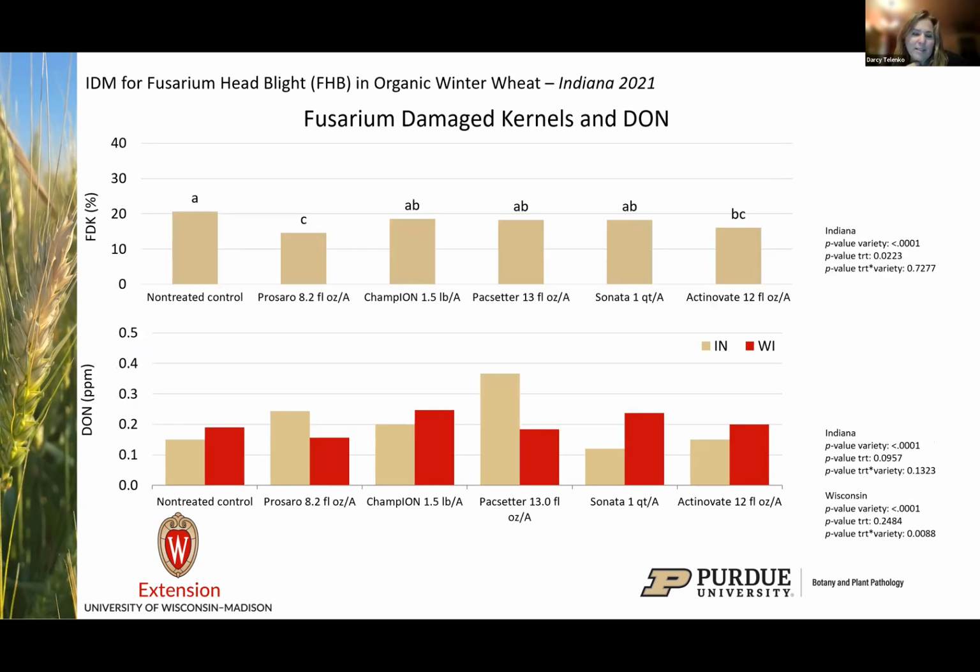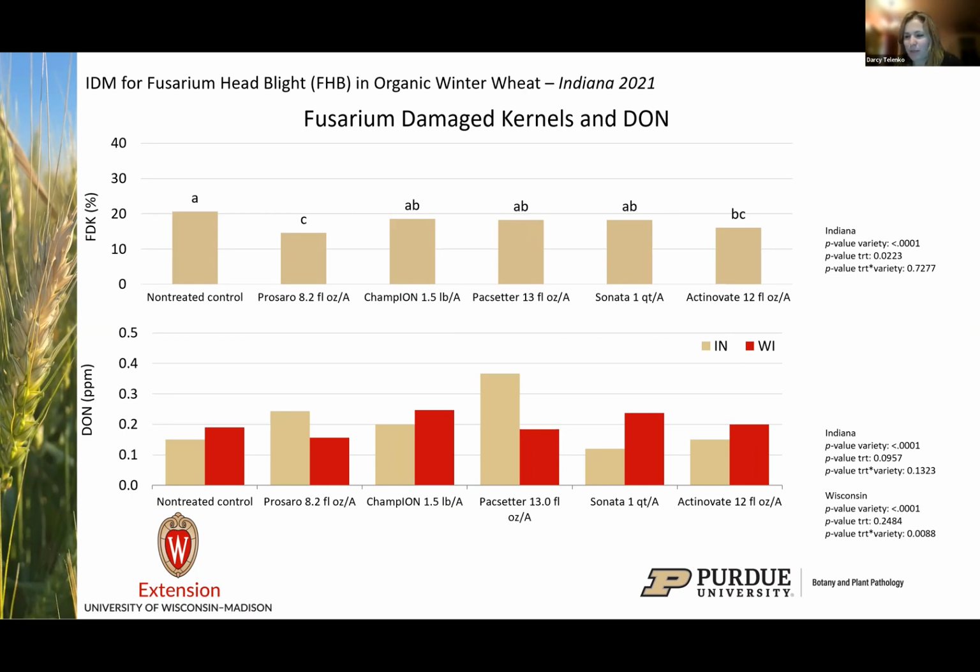And so we did see differences in the damaged kernels, the Fusarium damaged kernels, but mainly the Prosaro was our standard fungicide. But I acknowledge, looking here, Actinovate is one product that jumped out at us at protecting some of those damaged kernels. So possibly another product. And that's the one product I've seen in all three trials where we're seeing some additional activity.